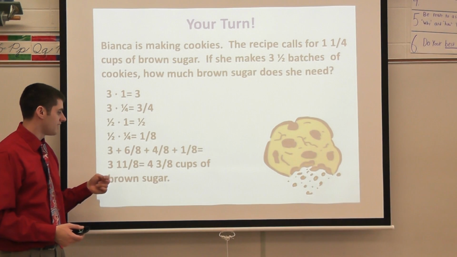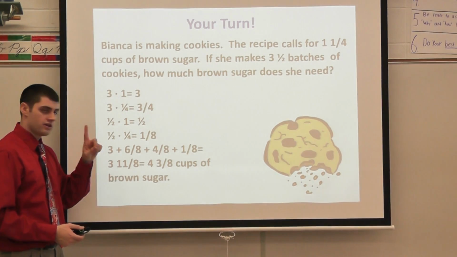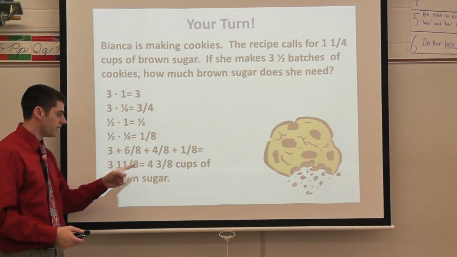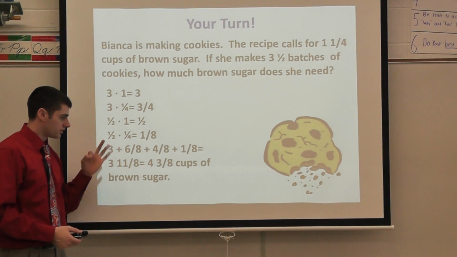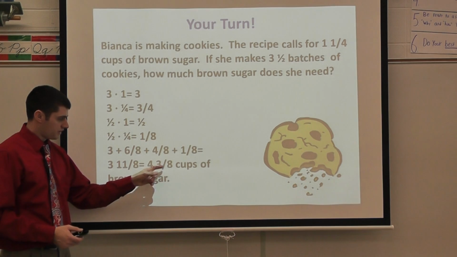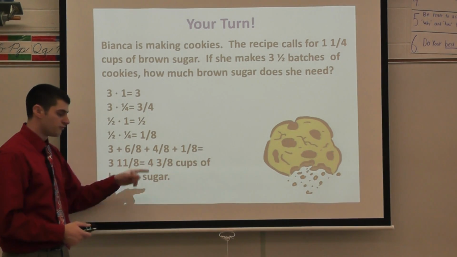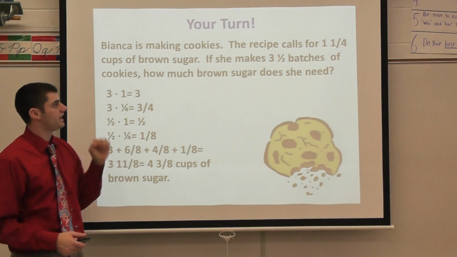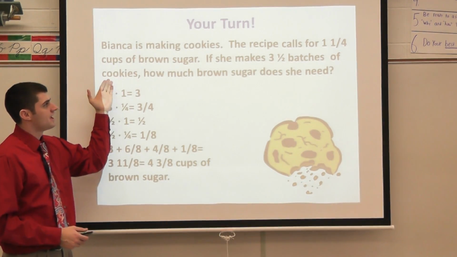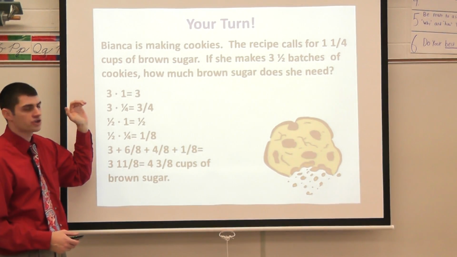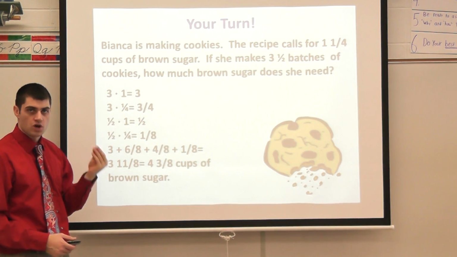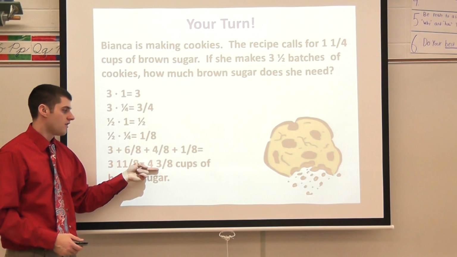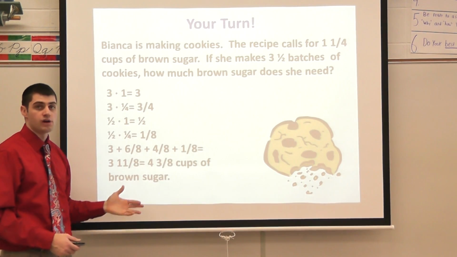Well, I can rename 11/8. 8 goes into 11 1 full time, so that's 1 full time plus the 3 here gives me 4, and there was 3 left over. So there's 4 3/8 what? Cups of brown sugar. So when Bianca's making her cookies, if she's making 3½ batches of cookies, and it takes 1 1/4 cups of brown sugar for each batch, when I multiply them together, I know to make 3½ batches, she's going to need 4 3/8 cups of brown sugar.